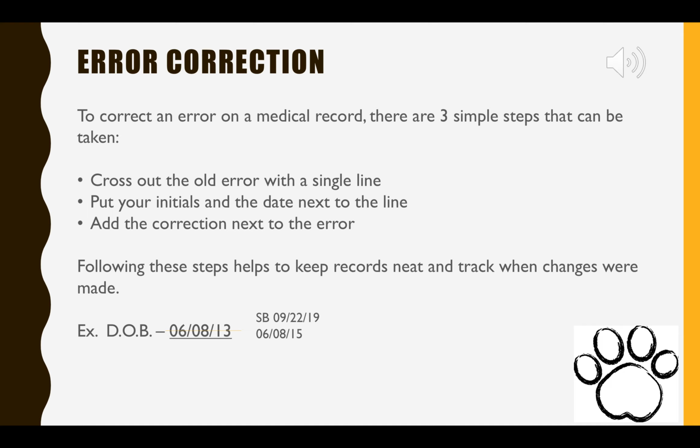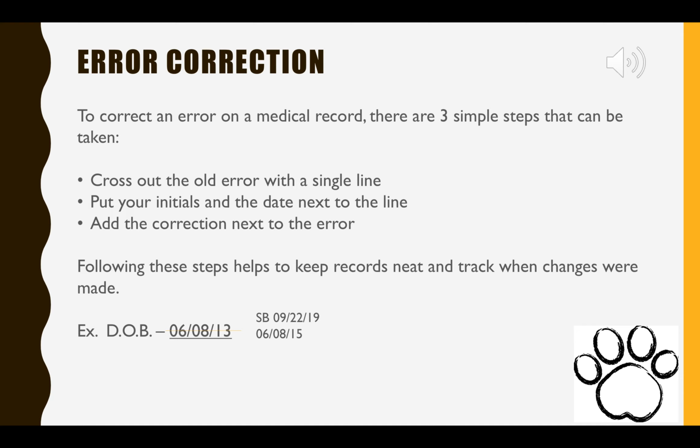When writing a medical record, it's inevitable that sometimes mistakes are made, but there are 3 simple steps that can be taken to correct the error. First, you want to cross out the old error with a single line. You want to use a single line because if you were to scribble, then the record can become unorganized pretty quickly, and if there's any reason to go back to the mistake, you want to be able to see it. Next, you put your initials and the date next to the line, and this is so that people can track when changes were made and who made the changes so that everyone has clarity on the situation.